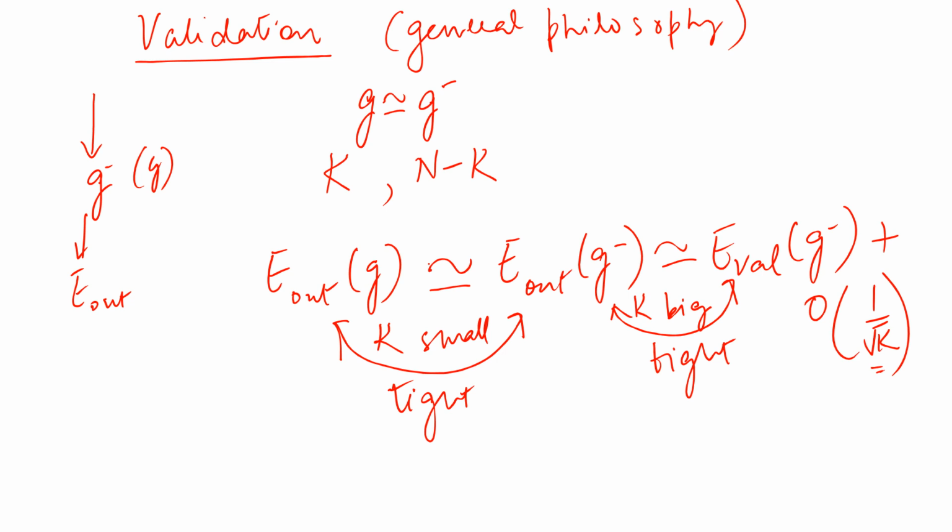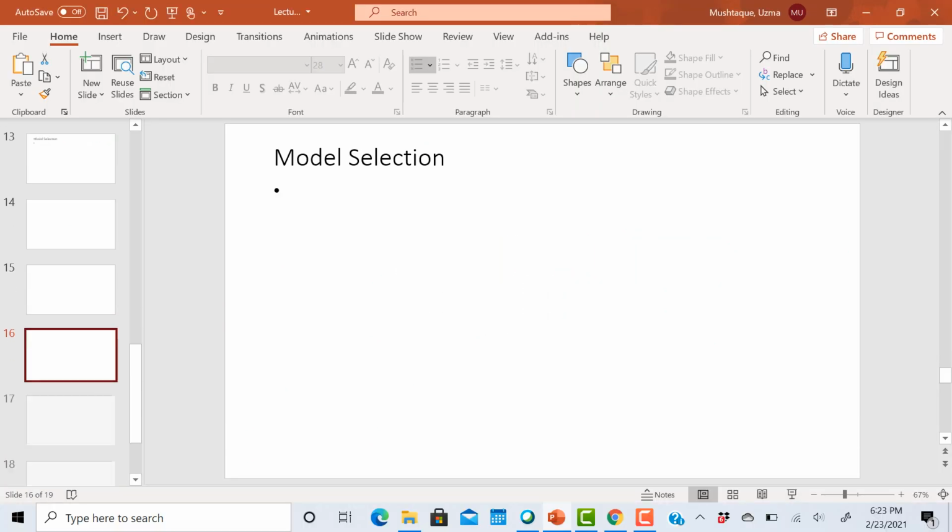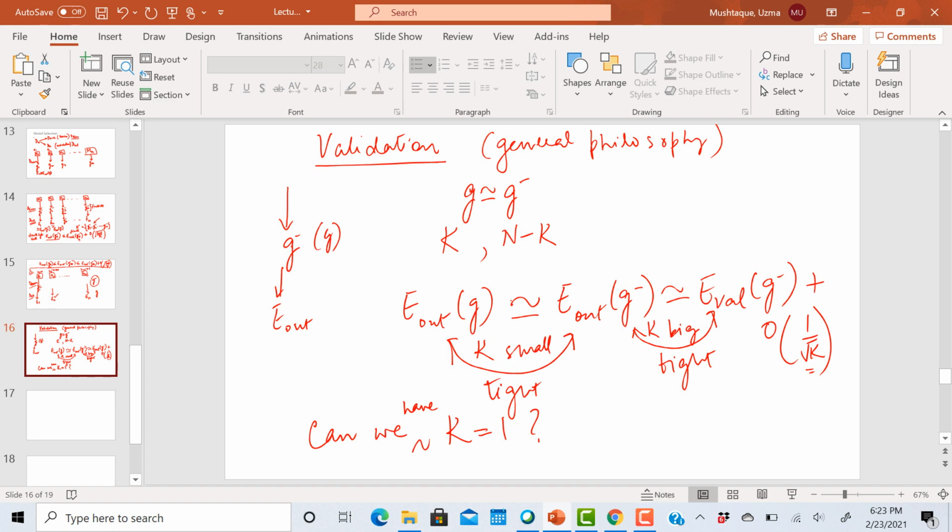So the big question here is, can we come up with a K that takes a middle ground and resolves both the issues? Can we have maybe K equals 1? Yes or no, right? How can we resolve this K issue? The answer to that question is yes, we can, and we're going to answer that in the next video when we start talking about something known as cross-validation.